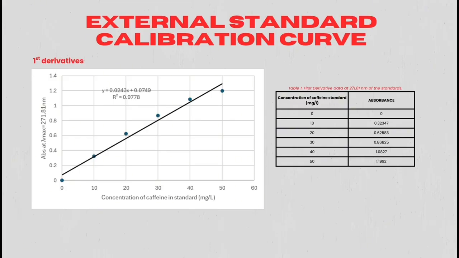This shows a direct relationship between concentration and absorbance, following the Beer-Lambert law. The highest absorbance recorded was 1.1992 A at 50 milligrams per liter, while the blank solution showed zero absorbance. Overall, the calibration data produced a good linear trend, indicating that the method is suitable for determining caffeine concentration quantitatively.